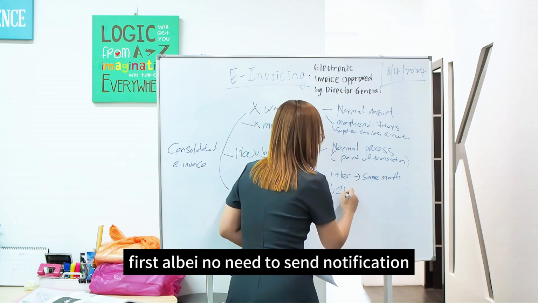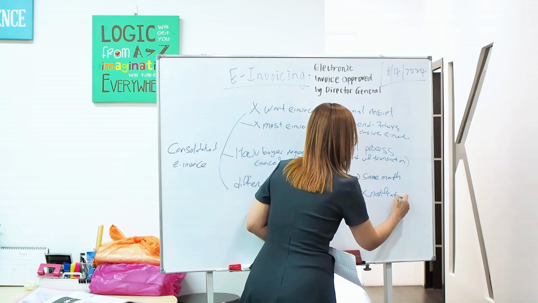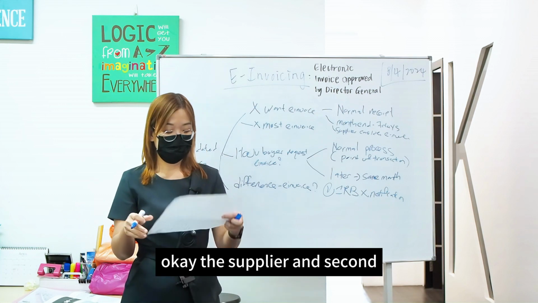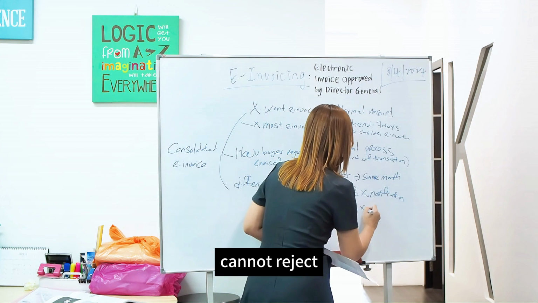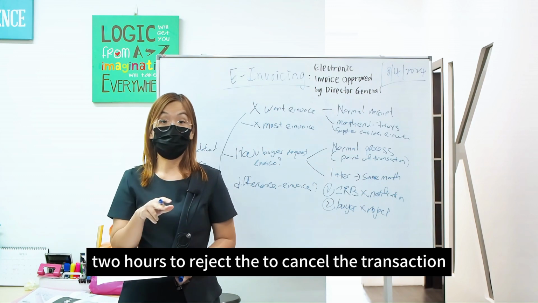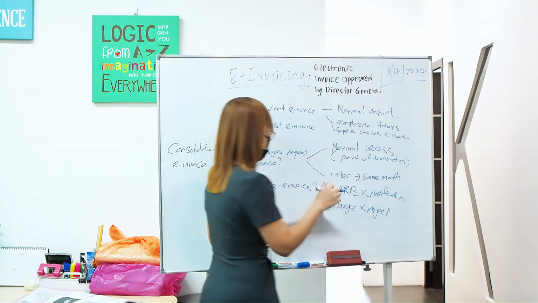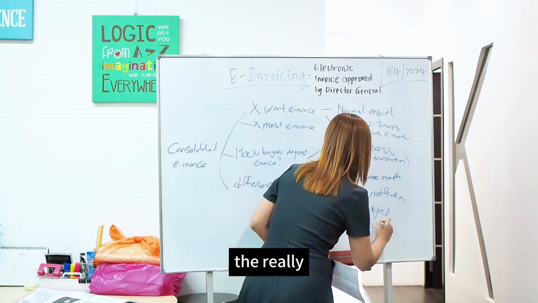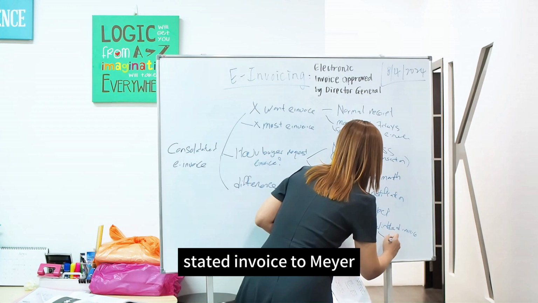First, for self-billed invoices, there is no need to send notification to the buyer, only to the seller, the supplier. Second, the buyer cannot reject. Just now Mitchell said there are 72 hours to reject or cancel the transaction, but this one cannot. And third, there is no need to share the validated invoice with the buyer.